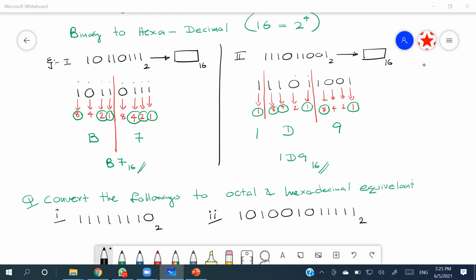Okay. Ravindu, yes, that is correct. Well done.